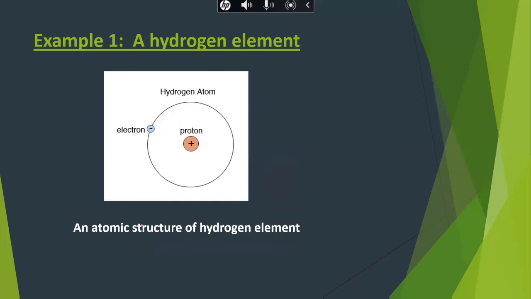See the atomic structure of the hydrogen element. 1, 1. 1 proton means 1 electron. And 1 proton means no neutron. All right. Here the mass number is also 1. It means 1 proton, so no neutron is left. There are 0 neutrons in a hydrogen atom.